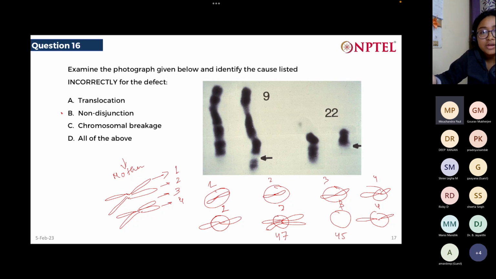So this example is related to the condition that is discussed in the lectures. So for this question, the correct answer is not non-disjunction, because this image is not talking about non-disjunction. It is rather talking about translocation, and translocation is happening because of the double strand break or the chromosomal break.